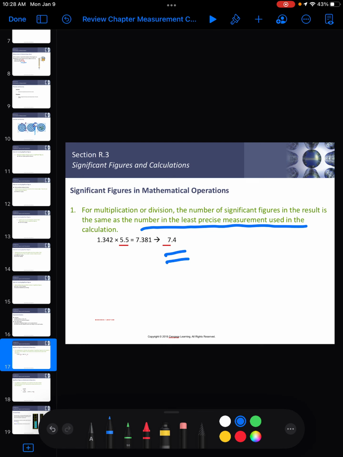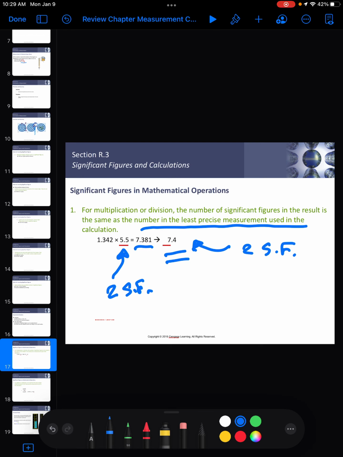It'd probably be 7.3810. But you can't report that. You can't have 4 sig figs because your least significant number only had 2 significant figures, and that means your answer must also have 2 significant figures. These other numbers in the calculator's answer are not significant.